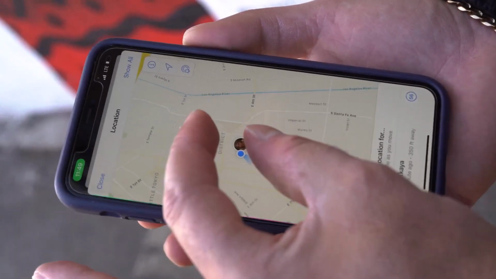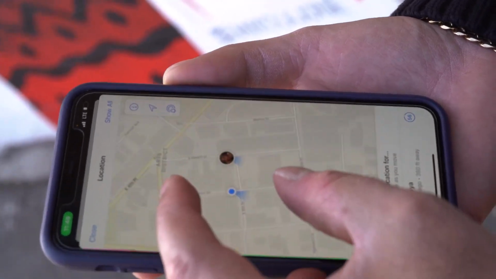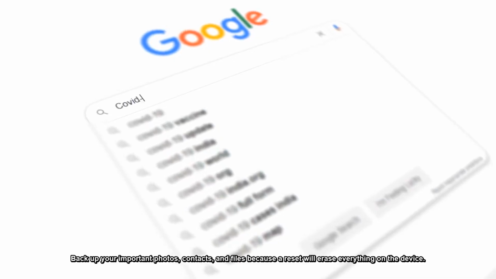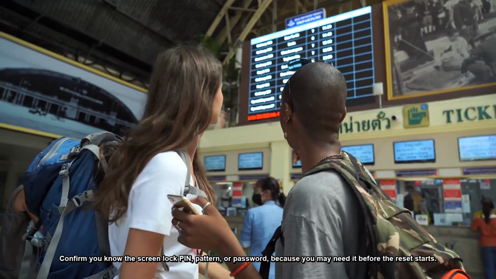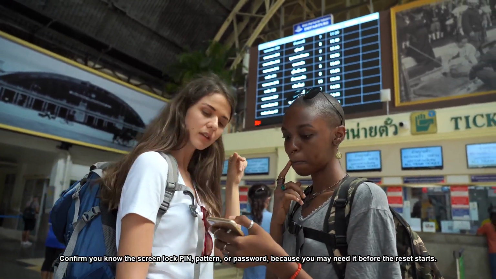First, make sure the phone is at least 50% charged or keep it connected to a charger during the process. Back up your important photos, contacts, and files because a reset will erase everything on the device. Confirm you know the screen lock PIN, pattern, or password, because you may need it before the reset starts.